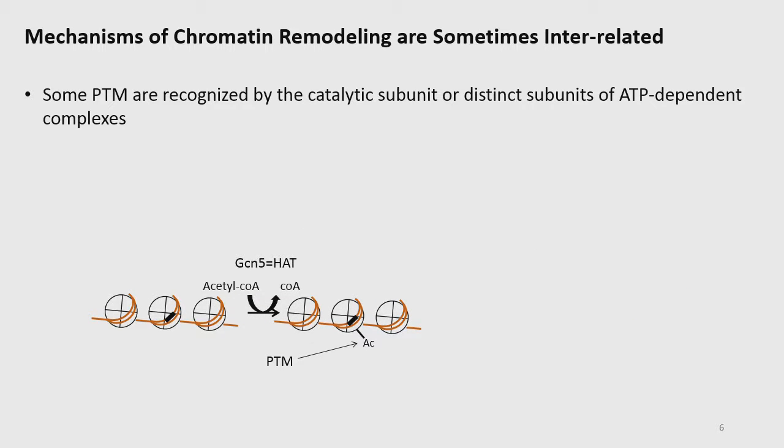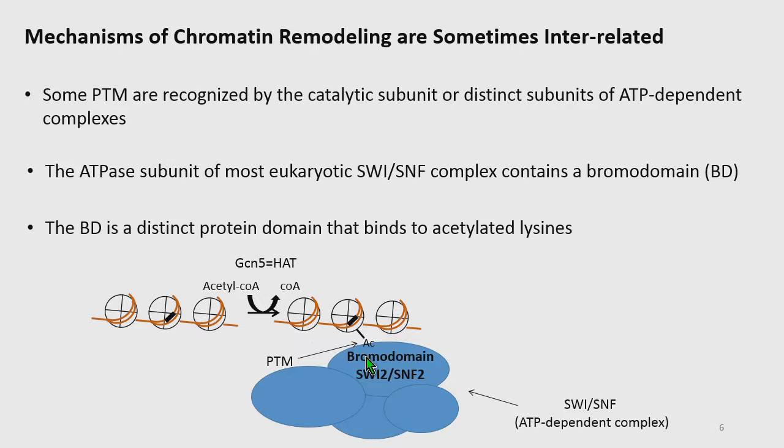So these mechanisms of chromatin remodeling are sometimes interrelated, and some PTMs are recognized by the catalytic subunit or a distinct subunit of ATP-dependent complexes. Here we can see the acetyl group, which is the post-translational modification. And the ATPase subunit of most eukaryotic SWI/SNF complexes contains a bromodomain. We're going to call it BD. The bromodomain is a distinct protein domain that binds to acetylated lysines. So yeah, this is the same idea. We slide the histone octamer to expose the transcription factor binding site.